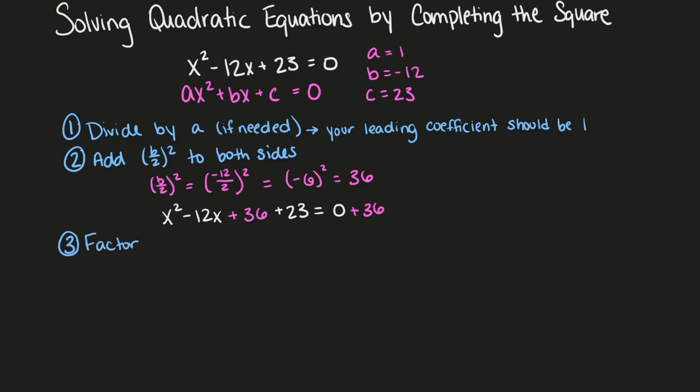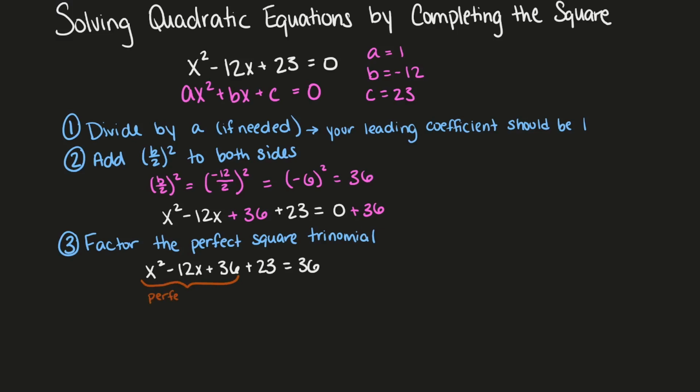Our next step is to factor our perfect square trinomial. By taking our b term, dividing it by 2 and squaring it, and then adding it to both sides, we are creating a perfect square trinomial with these terms. So now we're able to factor this so that we can solve for x. And remember, we can really easily factor our perfect square trinomials just by memorizing what those are. So a perfect square trinomial has the form a squared plus 2ab plus b squared, or a squared minus 2ab plus b squared.